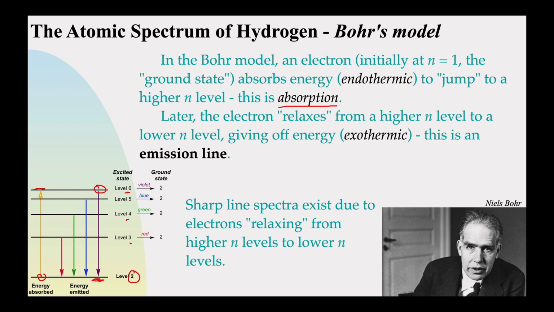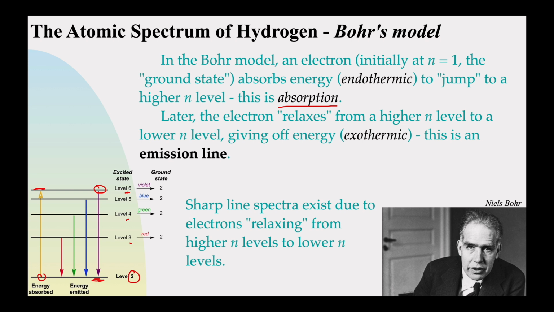So in this lab, this is an emission line analysis. We're looking only at electrons that start at higher n and go to lower n, the exothermic. And this is what happens in a light bulb, when the energy that comes off is from emission spectroscopy.